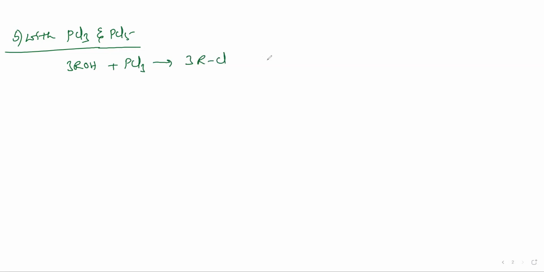Next, with PCl3 and PCl5. With PCl3, 3 moles of alcohol react with PCl3, giving rise to 3 moles of alkyl chloride plus H3PO3, phosphorous acid. Whereas PCl5 gives you 1 mole of alkyl chloride plus POCl3 plus HCl.